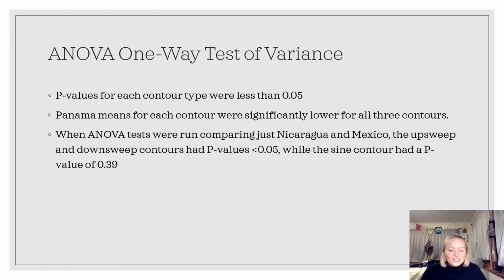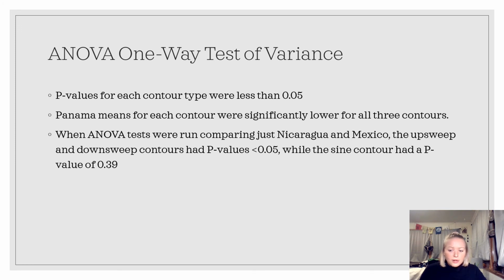So in addition to the box plots, I also ran an ANOVA test of variance on each of the different contours and their changes in frequency. So for my initial tests, I found that all of the p-values were less than 0.05. So the Panama means for each contour were significantly lower for all three of the contours.